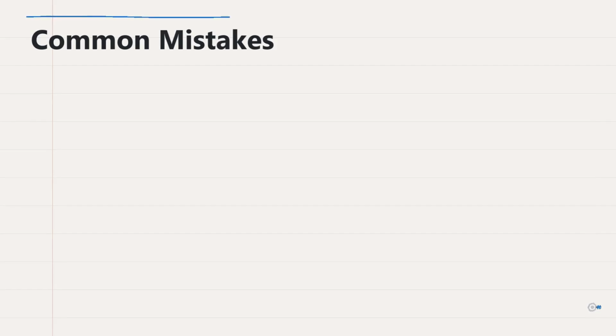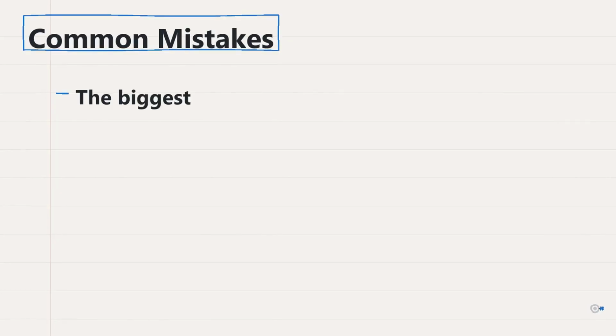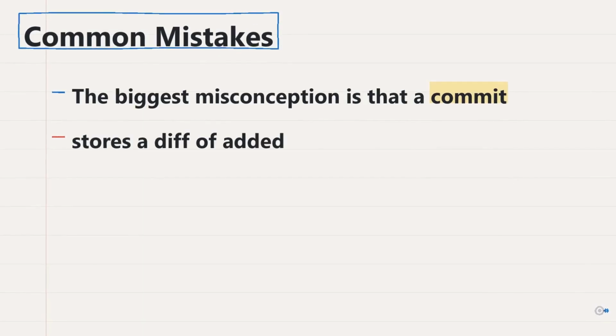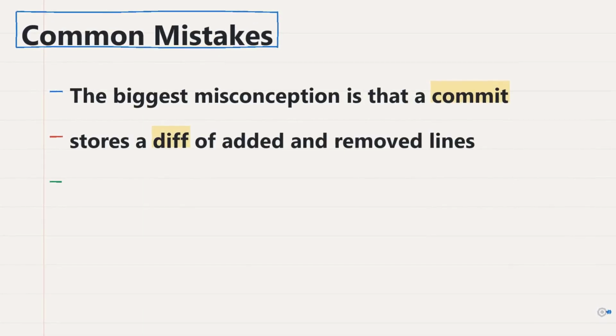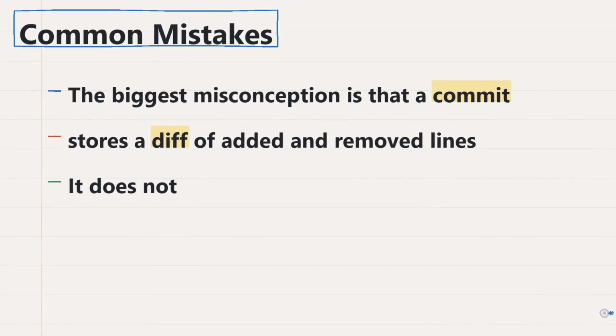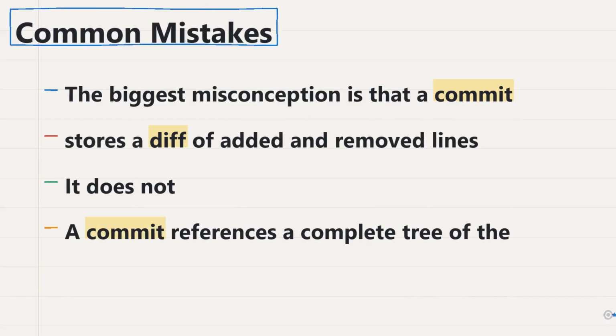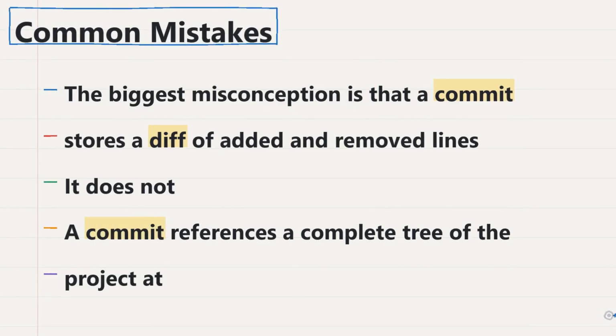The biggest misconception is that a commit stores a diff of added and removed lines. It does not. A commit references a complete tree of the project at that moment. Git computes diffs on demand by comparing 2 trees when you run git diff or git show. Another myth is that pack file deltas mean commits are diffs, but deltas are a storage optimization applied later, fully separate from the snapshot model.